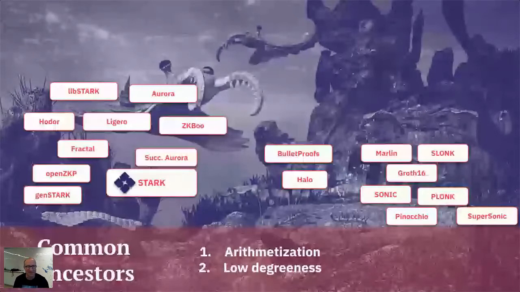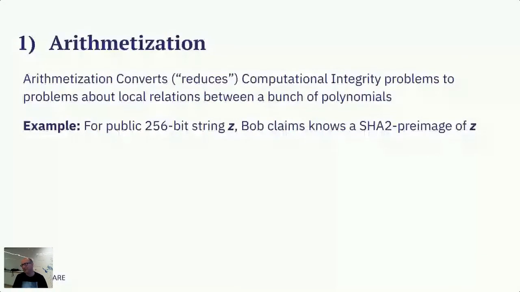So what is arithmetization? By the way, those of you who have attended previous Stark at Home talks, arithmetization is the starting point for everything that we did, right? It is the process of reducing statements of computational integrity, and problems of computational integrity, to problems about local relations between a bunch of polynomials. And I'll just give an example.